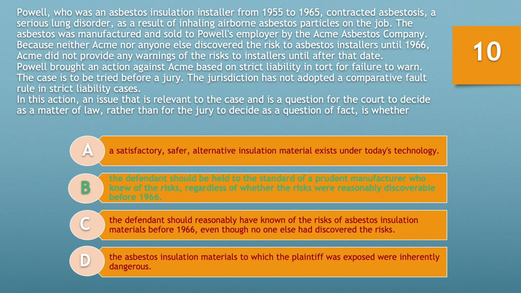While it is true that neither Acme nor anyone else discovered the risks to asbestos installers until 1966, it is possible that Acme was aware of the possibility of risks prior to this date and should have provided warnings of these risks. As such, the judge must decide as a matter of law whether the defendant should be held to a standard of a prudent manufacturer who knew of the risks, regardless of whether the risks were reasonably discoverable before 1966.